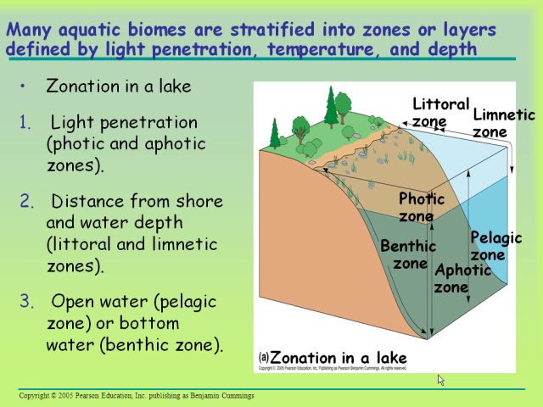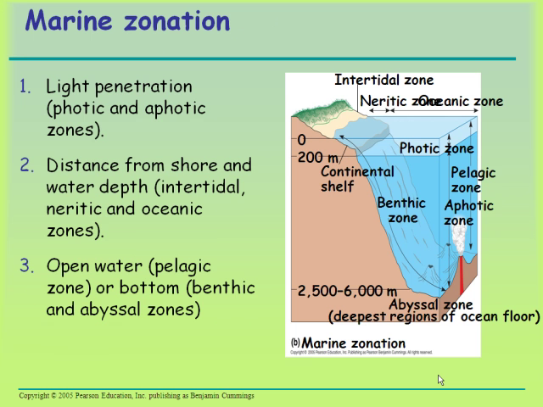The lake environment is generally classified on the basis of three physical criteria: light penetration, photic and aphotic zones, that means where photosynthesis is occurring and where it's not. Distance from the shore and water depth, littoral and limnetic zones, littoral closer, limnetic further out. And whether it is open water, which is pelagic, or bottom, the benthic.